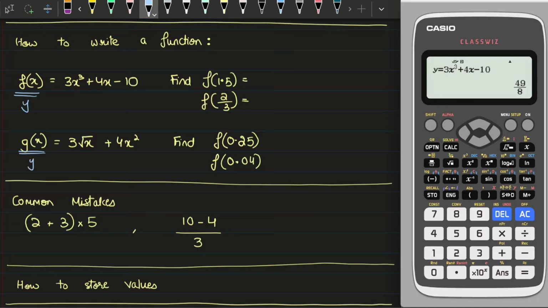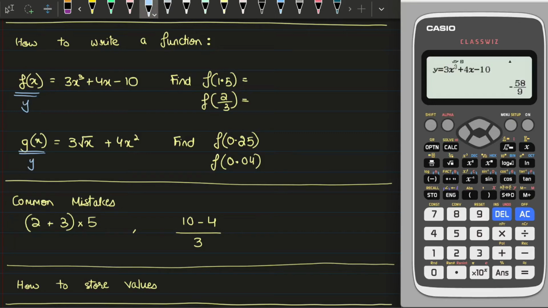Let's say for example, after plugging in 1.5, you want to plug in 2 upon 3. Previously you'd have had to write the whole equation again, replacing the 1.5 with 2 over 3 every time. Over here, you press calc again, you say 2 divided by 3, or you can plug in the fraction 2 upon 3, and just press equals again, and that solves the function for you. So if a question requires you to plug in several values into a function, that's how you can do it very effectively without having to put the function and its values in again and again.